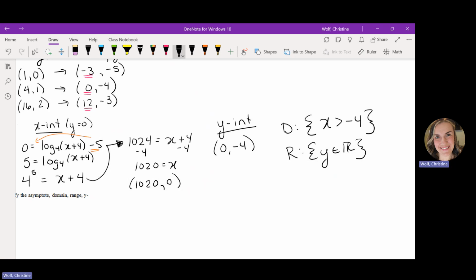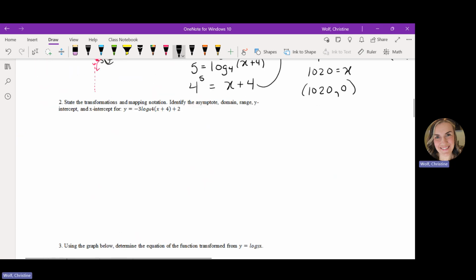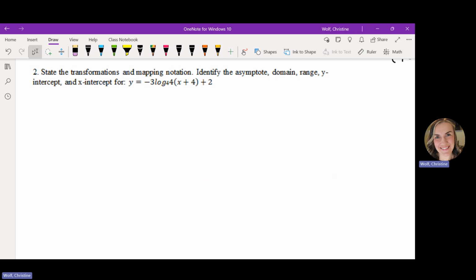But now the good news is we don't have to graph anymore for today's lesson. All right. Let's get into this. All we're going to do here is just state the transformations. We have done this quite a bit. I want you to tell me what's going on in this transformed log function, but then also we're just going to practice mapping notation again, getting our mapping notation correct. But I'm not asking you to graph it. You have to identify what would the asymptote be, what's the domain, what's the range, what's the y-intercept, x-intercept for all of this stuff, but we don't have to graph it.